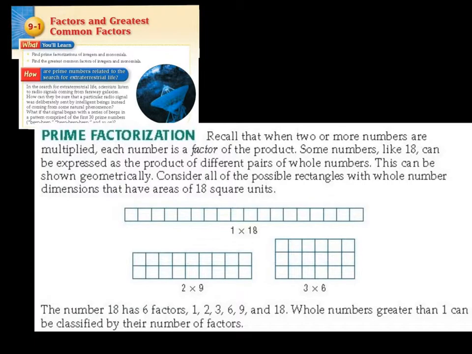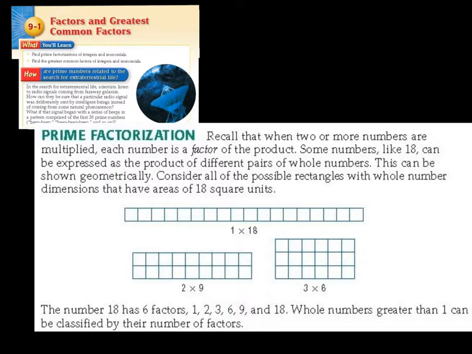We're going to go in the Wayback Machine and look at the basic definition of factors. Recall that when two or more numbers are multiplied, each number is a factor of the product. Some numbers, like 18, can be expressed as a product of different pairs of whole numbers. This can be shown geometrically. Consider all the possible rectangles with whole number dimensions that have areas of 18 square units. The number 18 has 6 factors: 1, 2, 3, 6, 9, and 18.